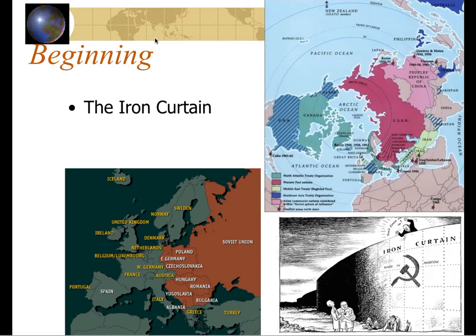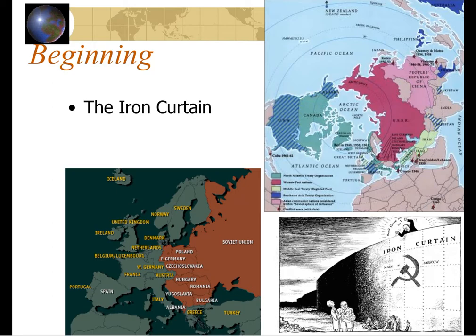And so we look at the beginning. What we think of with the Cold War is the Iron Curtain, this division between Eastern and Western Europe. The term was coined by Churchill, who claimed that what we have is a divide between the free countries of the West and the unfree countries of the East. So communism in the East and capitalism and mostly democracy in the West.